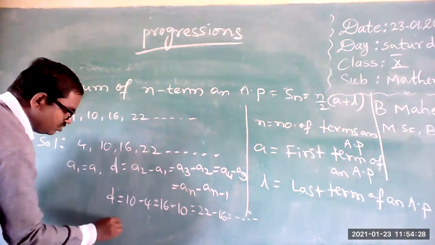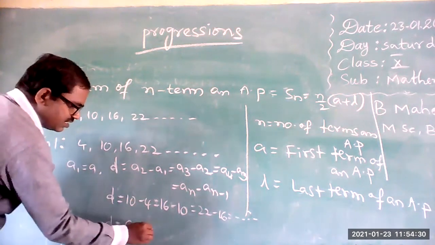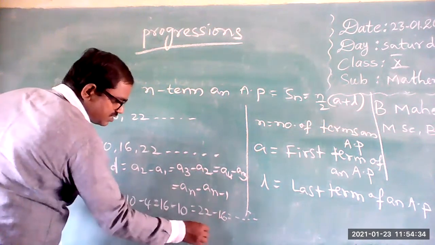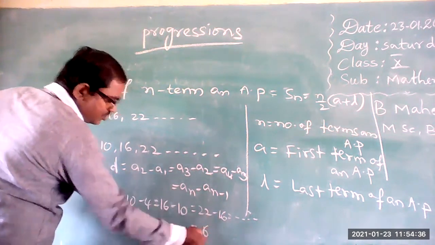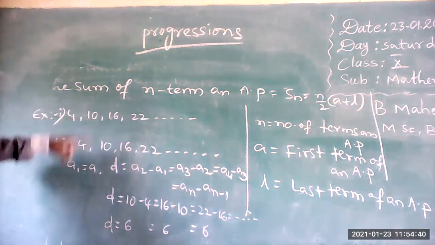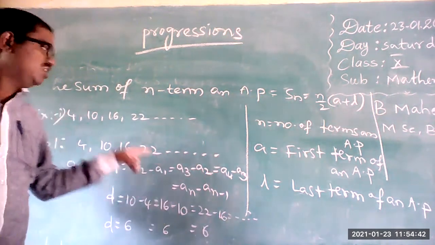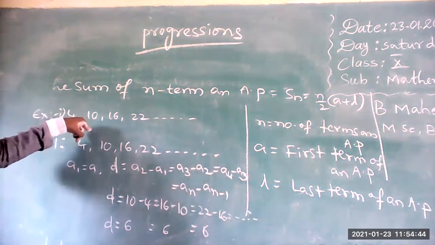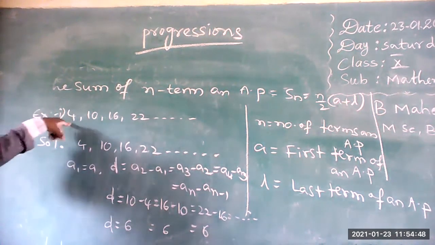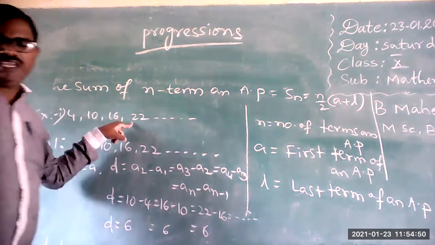So D is equal to 10 minus 4, 16 minus 10, 22 minus 16. So D is equal to 10 minus 4, 6, 16 minus 10, 6, 22 minus 16, 6. So the given series is an AP. Here the common difference is the same. The difference between two successive terms is a fixed value. That value is equal to 6. So this given series is an AP.